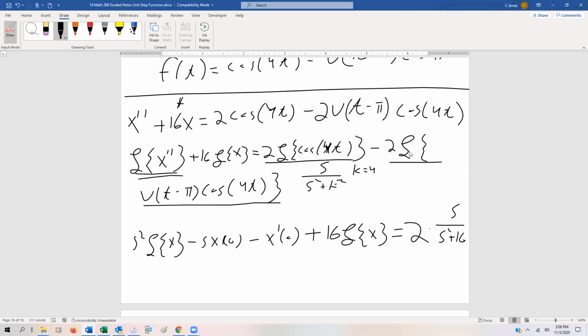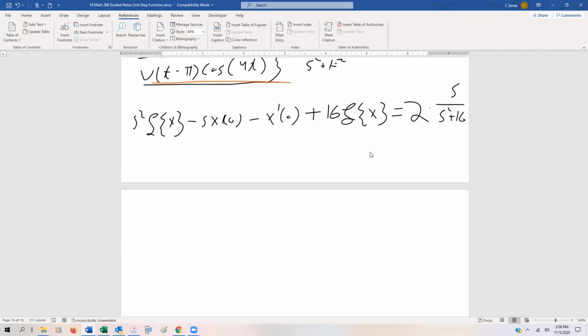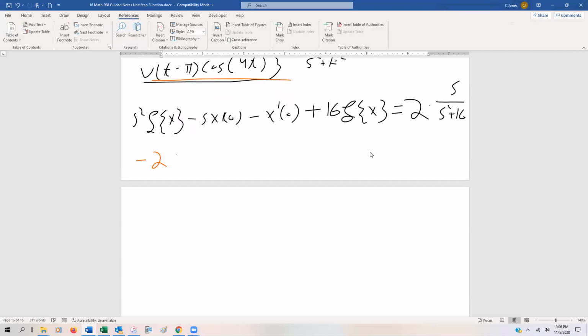And let's now focus on the tough part. So this guy right here, I'm going to write it in orange. We want to find minus 2 Laplace of the unit step function t minus pi times cos of 4t. And let me write it like cos of 4t like this.